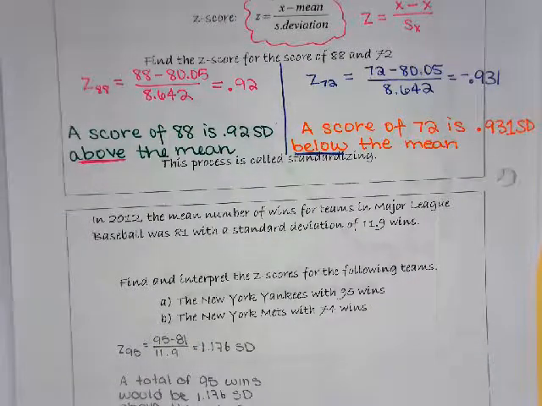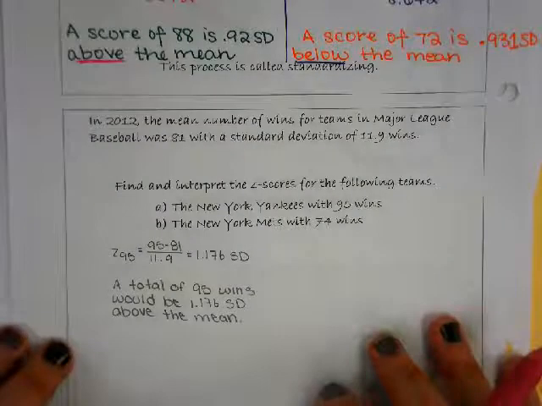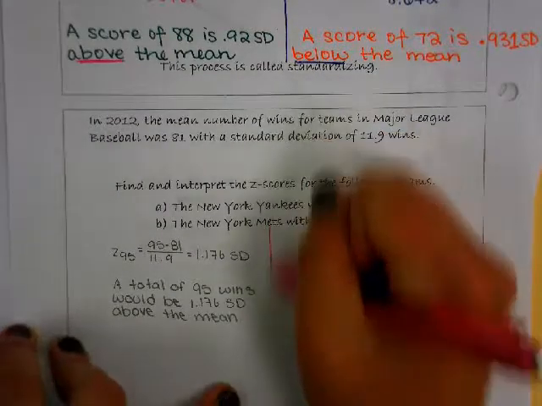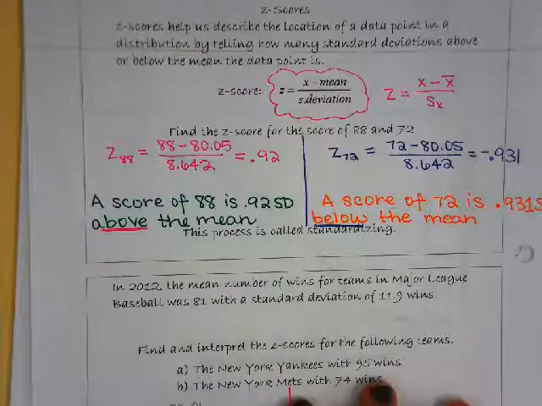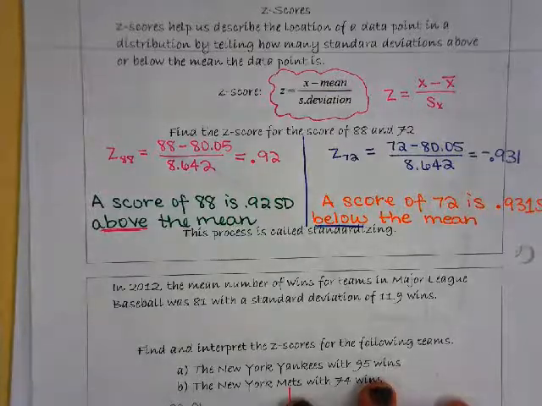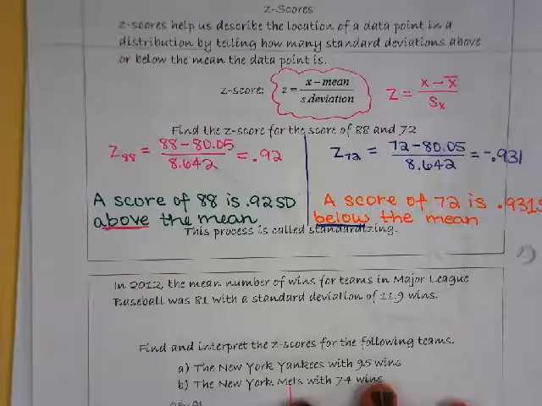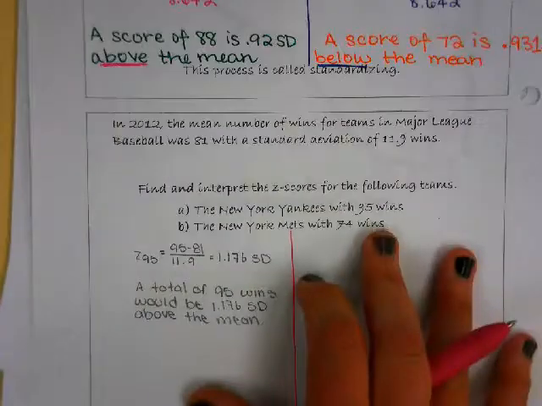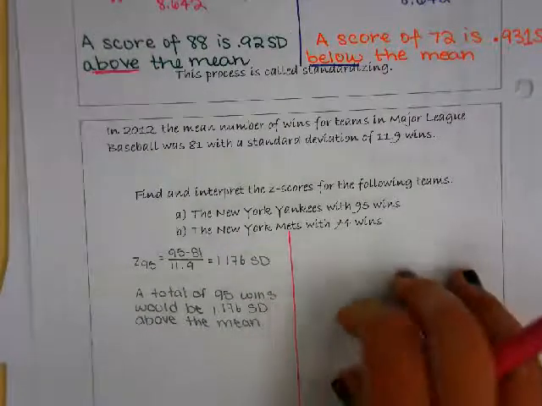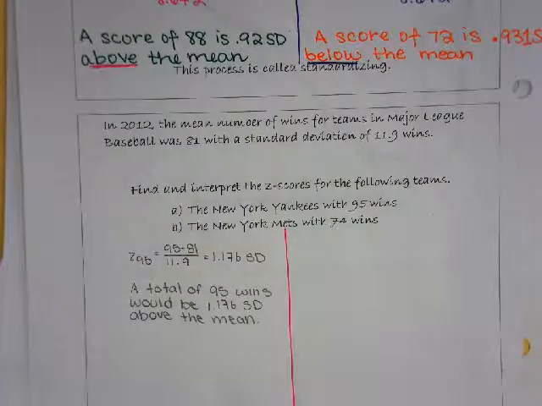Most of you got the z-score correct. You got the 1.176. But a lot of you just took my wording from up there and replaced the numbers, which in theory is a good idea. Except up here, we were talking about test scores, and down here, we're talking about the number of wins. So all of you that wrote a score of 95, that's not what we're talking about. We're talking about 95 wins.